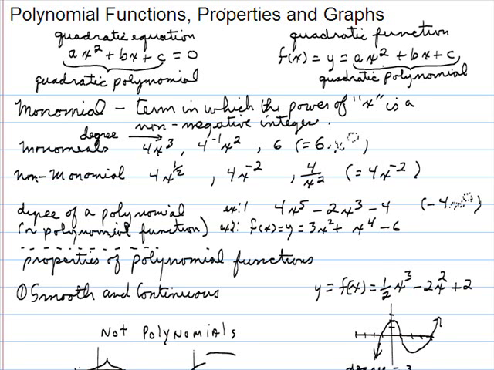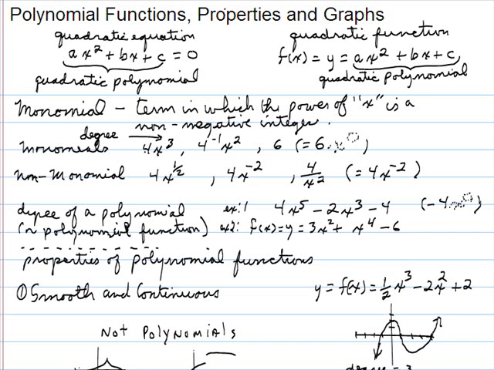And the components, the terms in this three-term quadratic polynomial, are called monomials. But not every term in every expression is a monomial. So let's take a look at that. What do we mean by a monomial? A monomial is a term, so it's a product, in which the power of x is a non-negative integer.